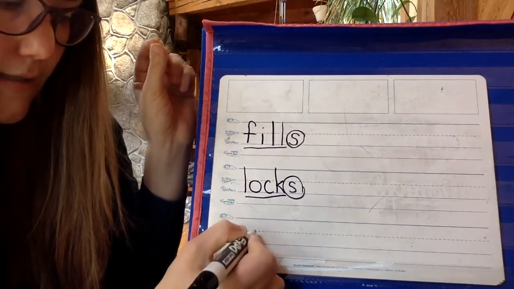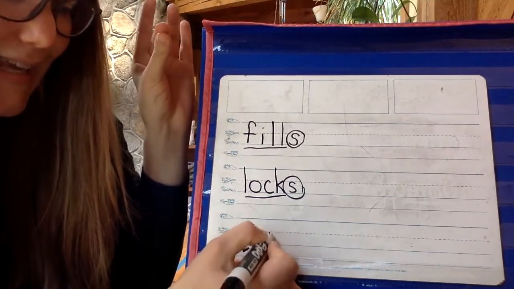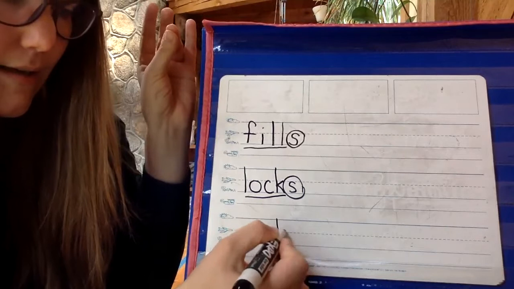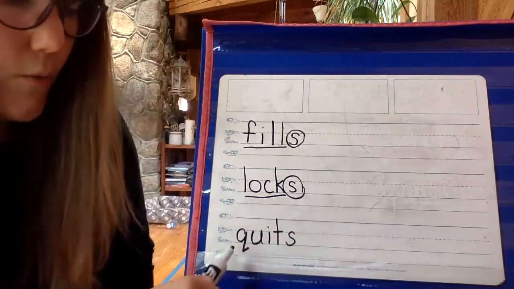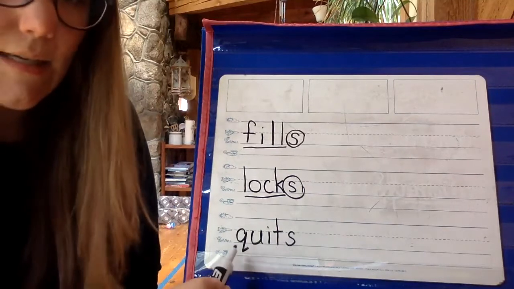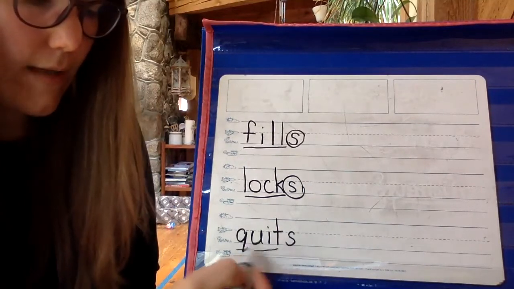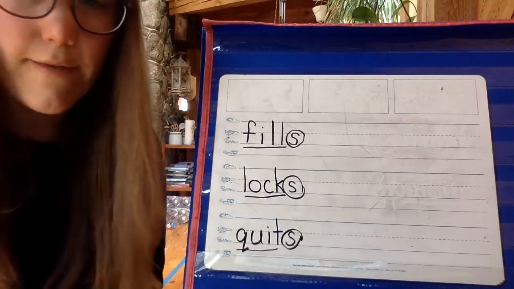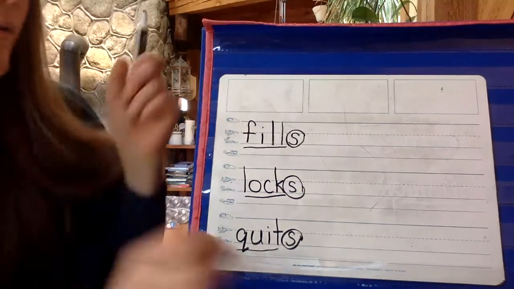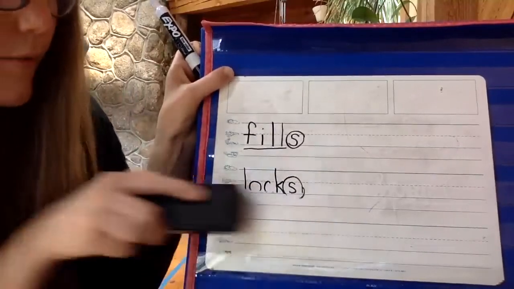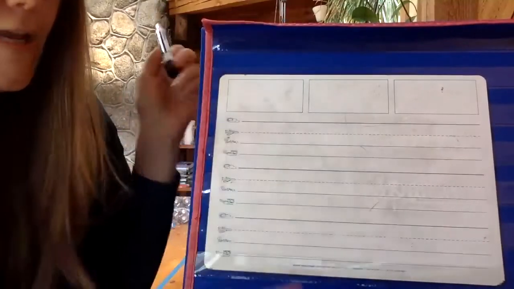Q-U, ladies and gents. And the whole word is quits. Underline that base word. Circle the suffix. All right. Once you are done with all 3 of those words, clear your board. We have to do a sentence and then we're done for the day.